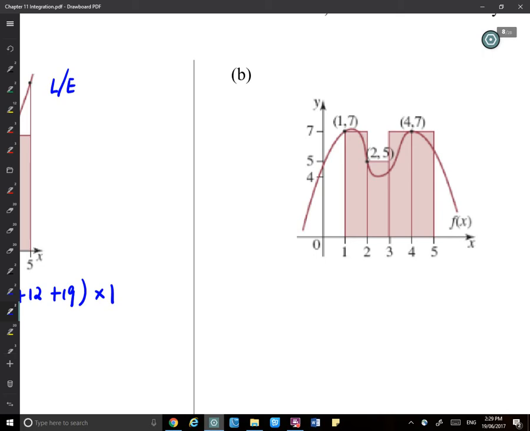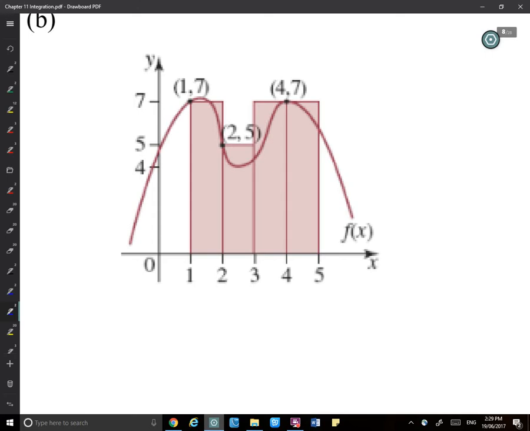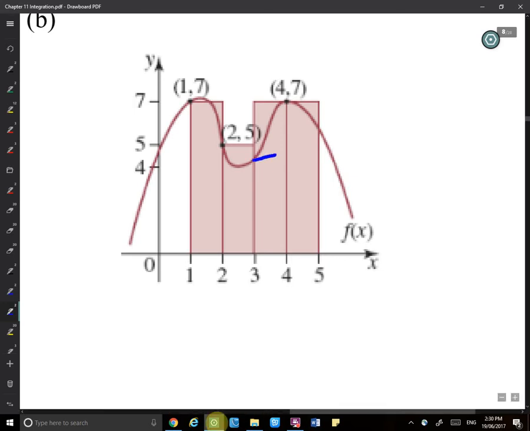Okay, have a look at B. What kind of estimation is this? Well, it's definitely not a left-hand side one, because here is not correct. If it's a left-hand side estimation, this part will be this. Right? This line is not correct. If it's a left-hand side estimation, there should be no this part. So start from here.